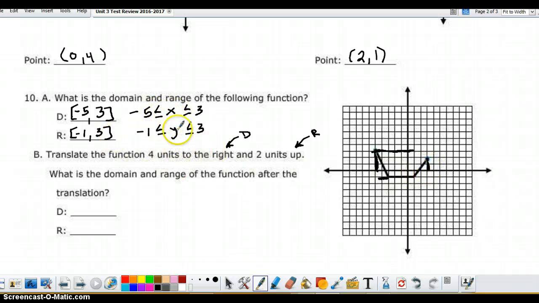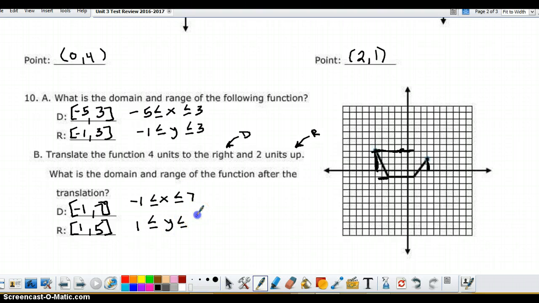Alright, so it's -5. So if I go 4 units right from -5, I move to -1, right? If I go over 1, 2, 3, 4, I'm here. Okay, so if I go 4 units from 3, we go to 7. So then my range, if I go up 2, so from -1, we would go to +1. And from 3, we would go to 5. So we got -1, x, 7, and 1 less than or equal to y, and 5 there. Alright, so that's that. That one should be pretty easy.